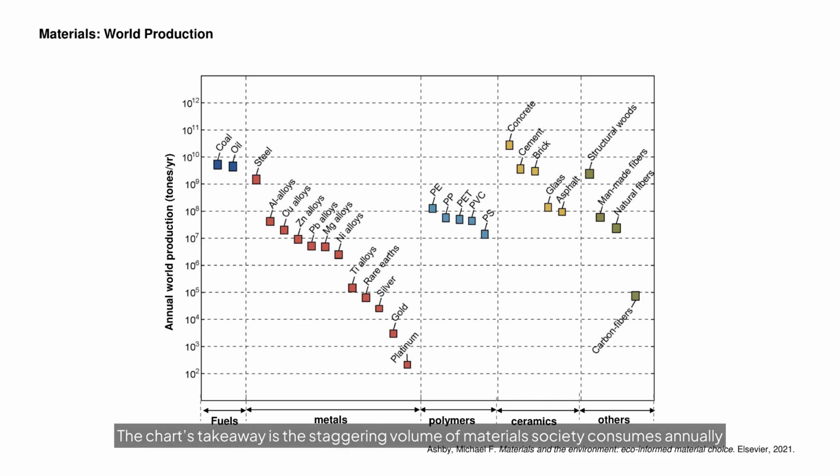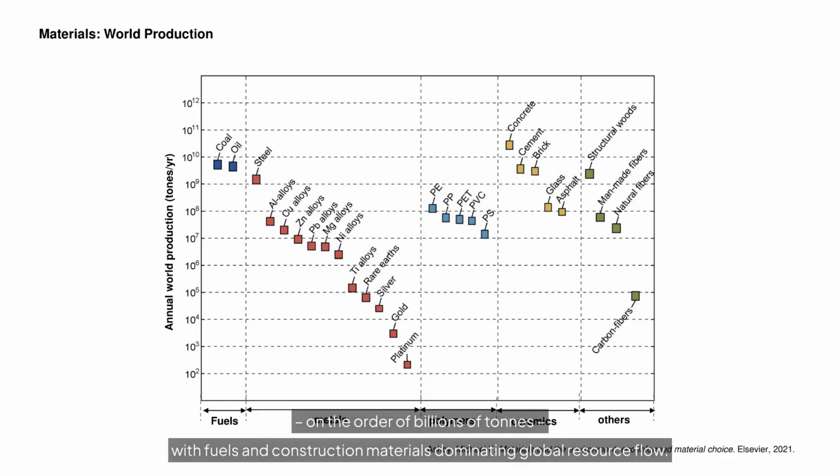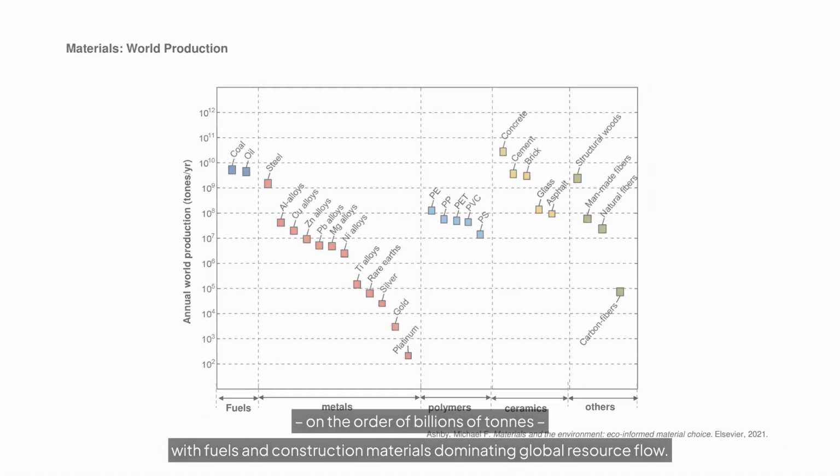The chart's takeaway is the staggering volume of materials society consumes annually, on the order of billions of tons, with fuels and construction materials dominating global resource flow.